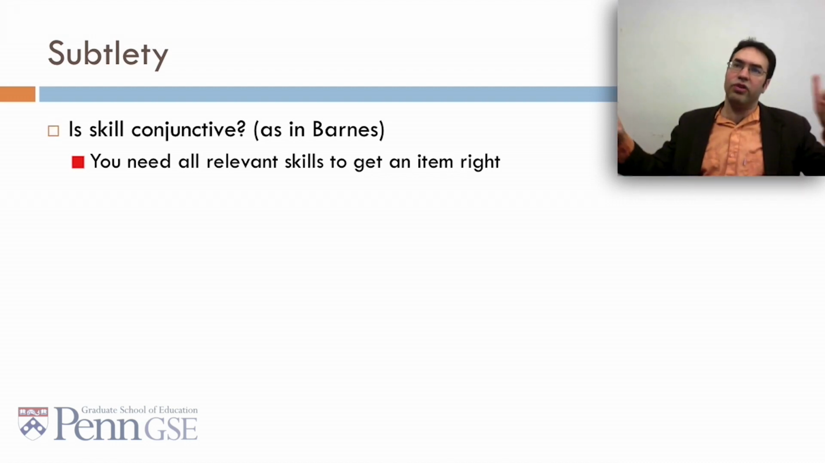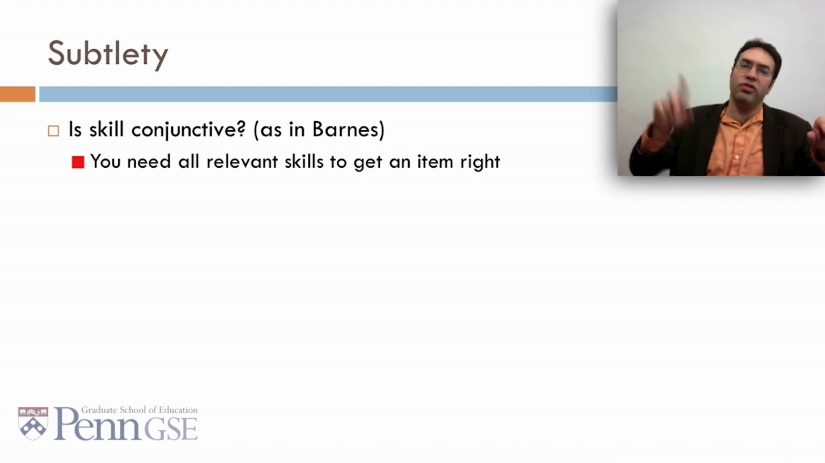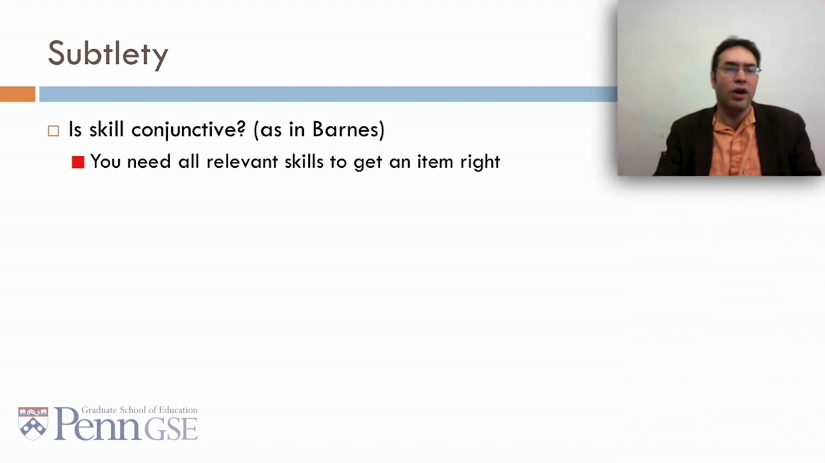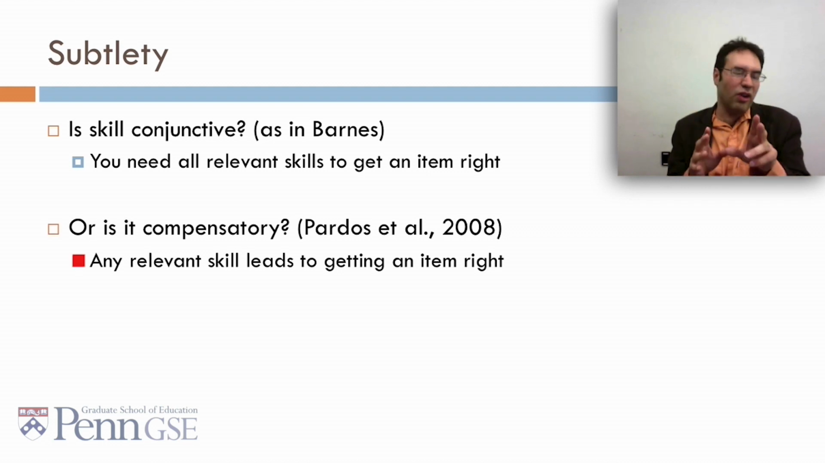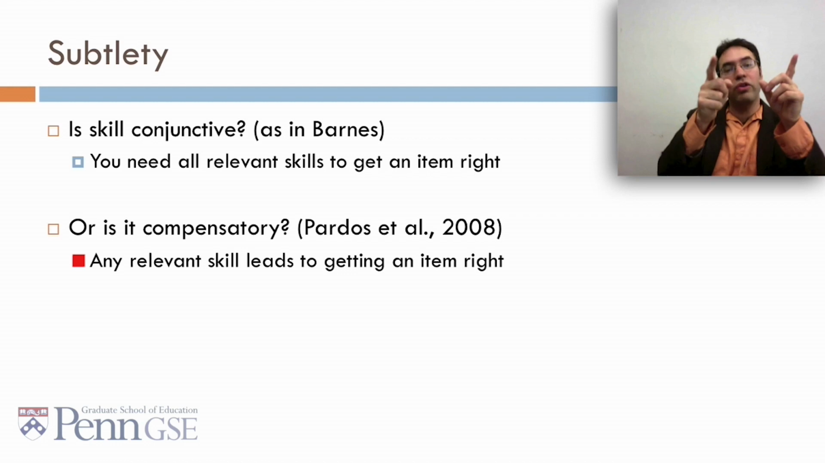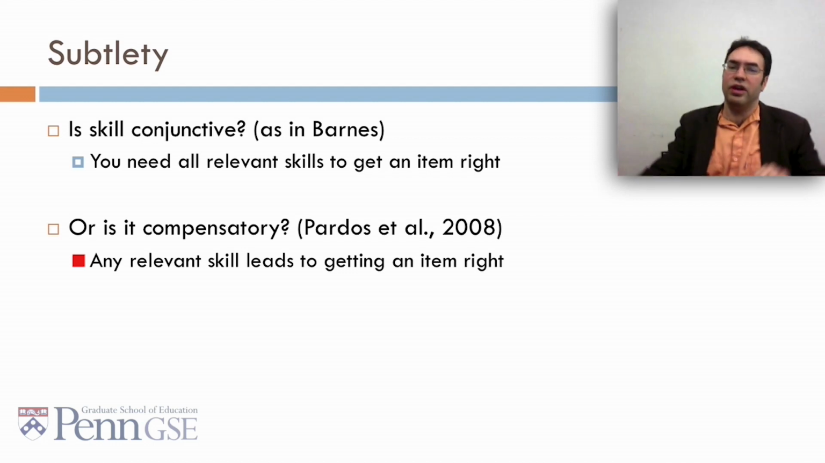If an item involves skills 1, 2, and 3, you need to have 1, 2, and 3 or you're going to get it wrong. Or is skill compensatory, as Zach Pardos proposes, where having any relevant skill leads to getting an item right. In other words, if you have skill 1 or 2 or 3, any one of them, you're going to get the item right.